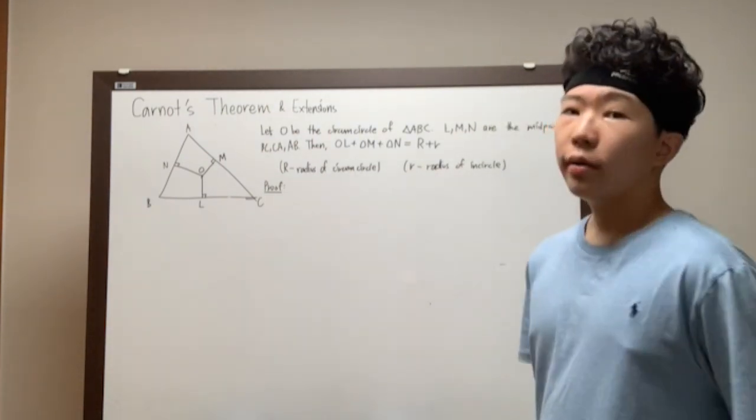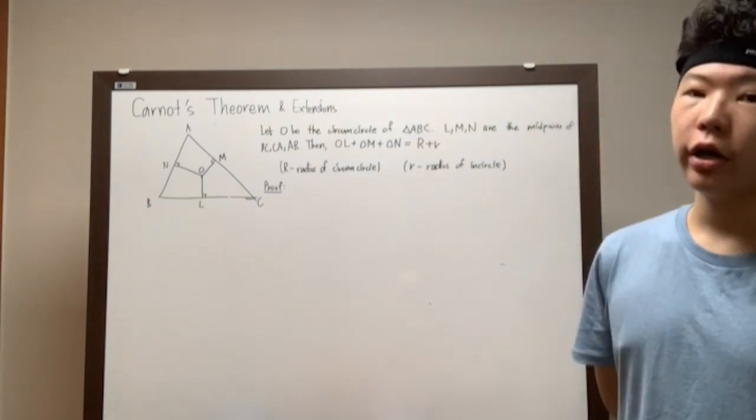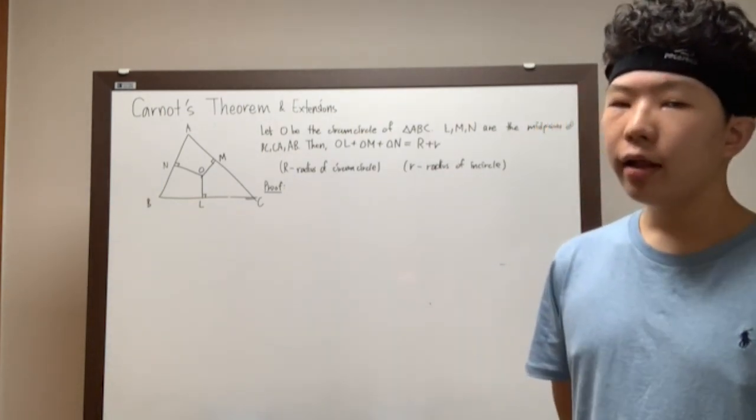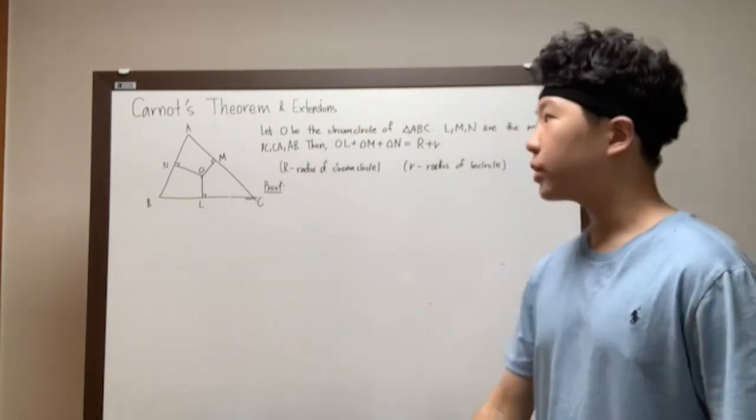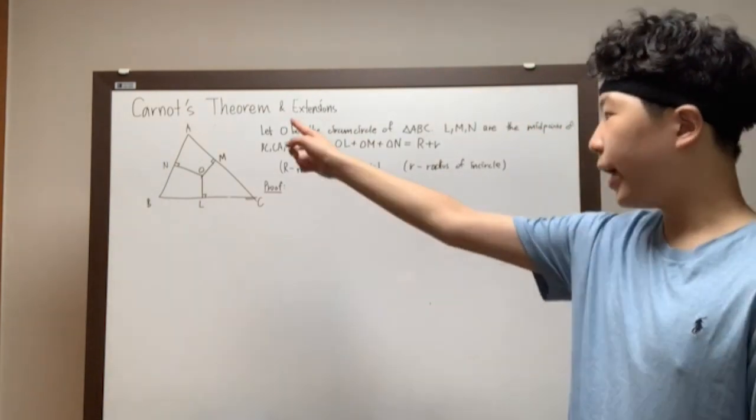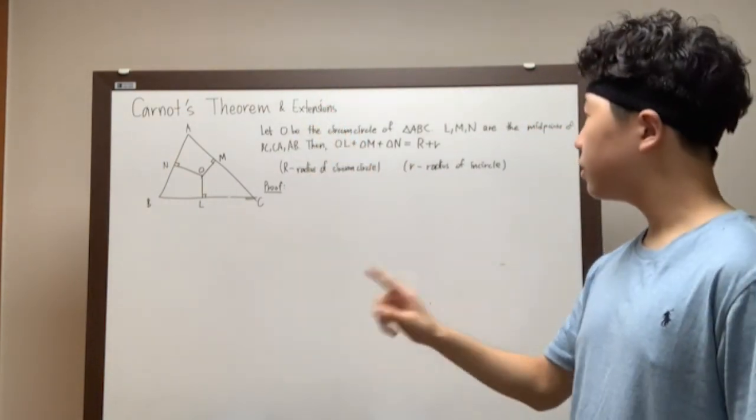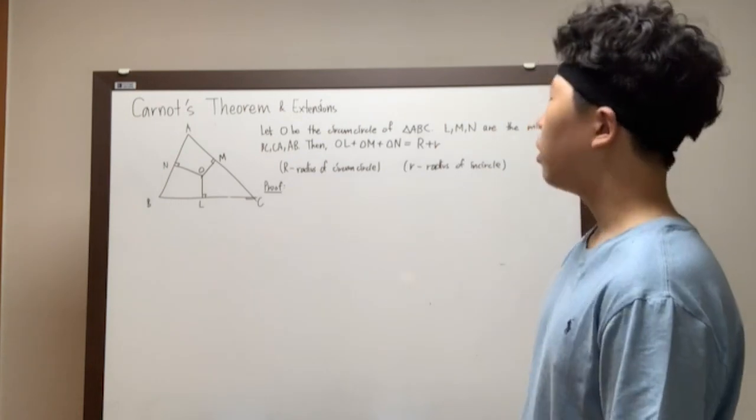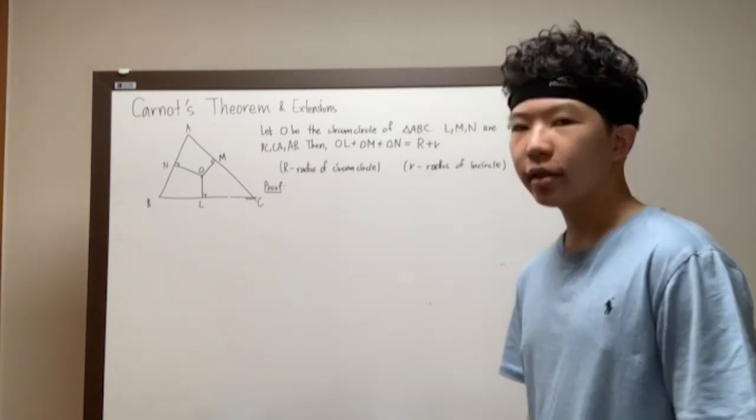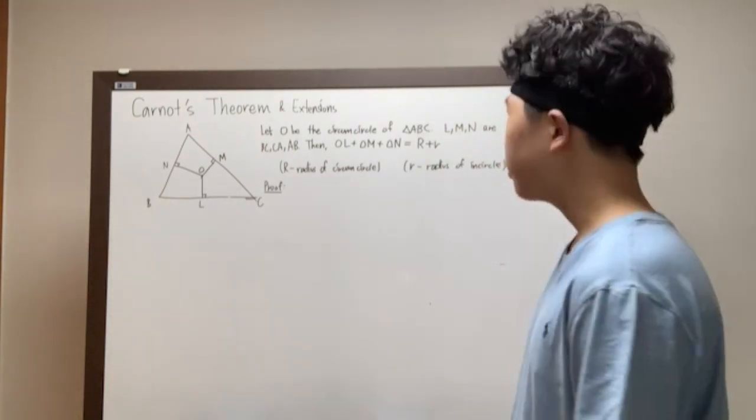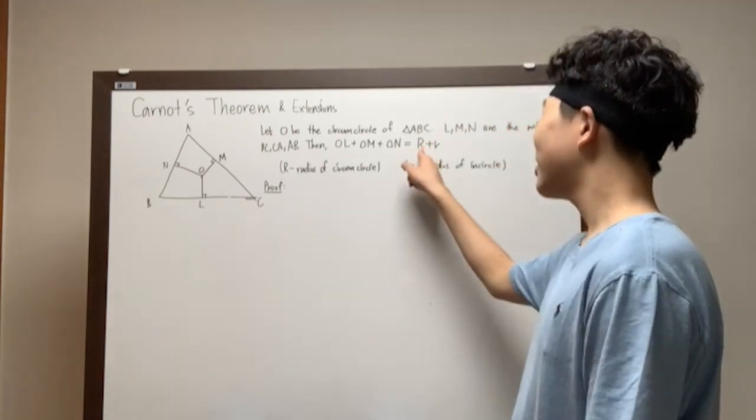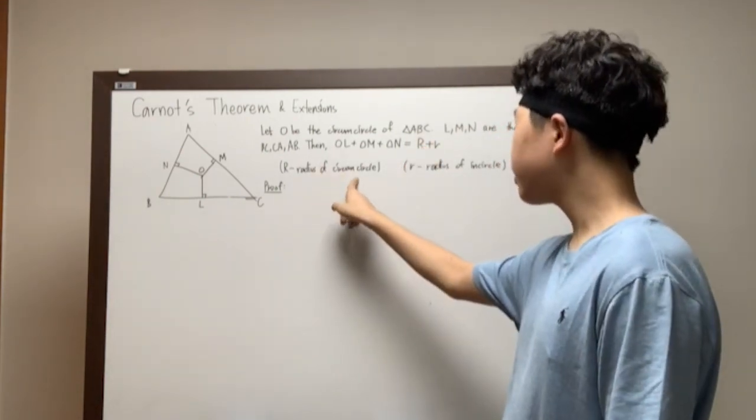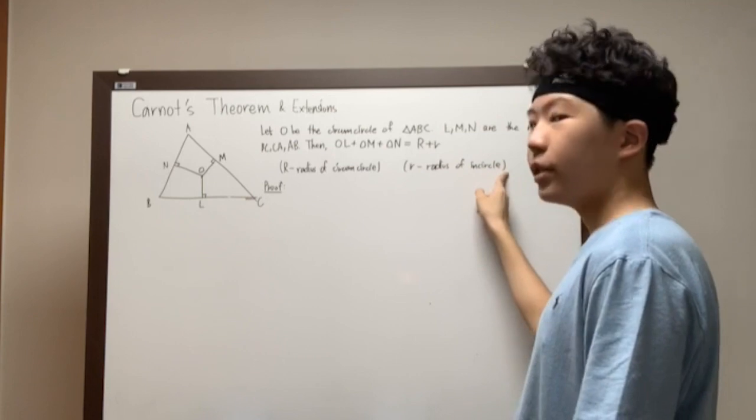Let O be the circumcircle of triangle ABC. L, M, and N are the midpoints of BC, CA, and AB. Then OL plus OM plus ON is equal to R plus r, where large R is the radius of the circumcircle and small r is the radius of the incircle.